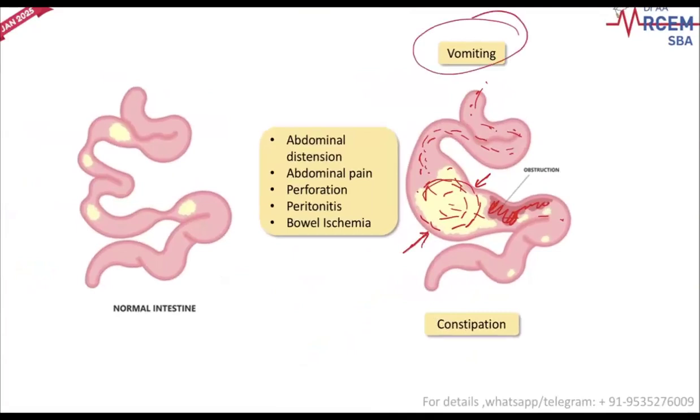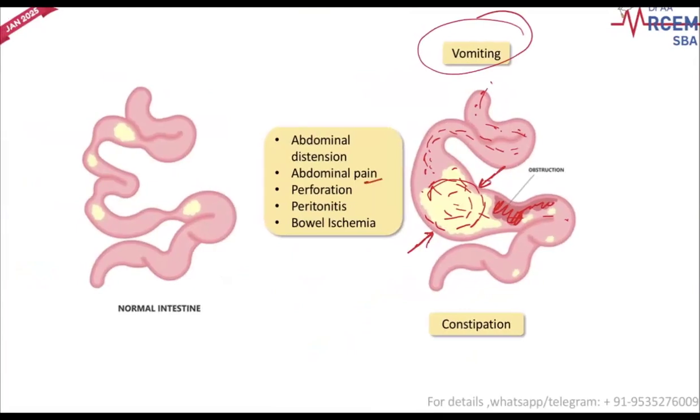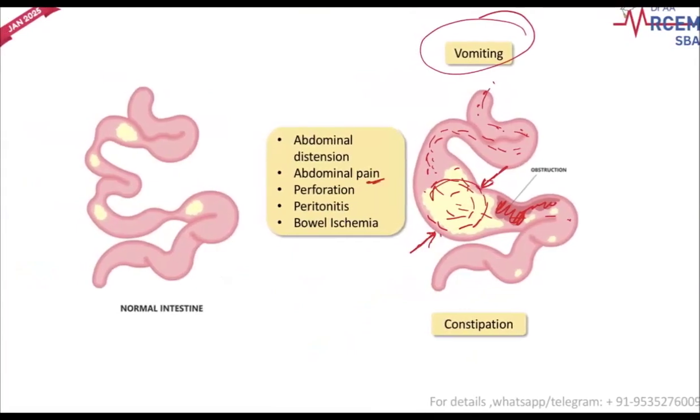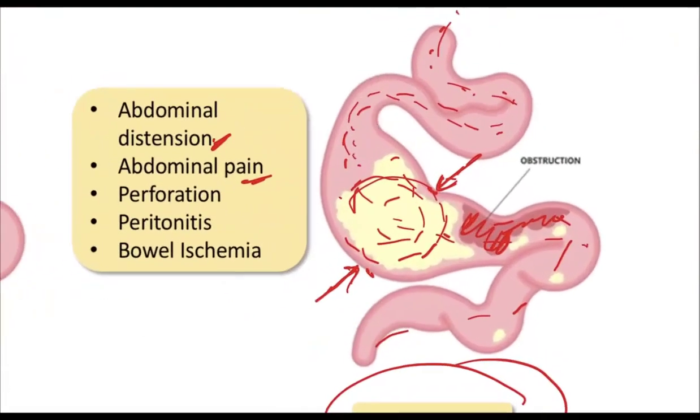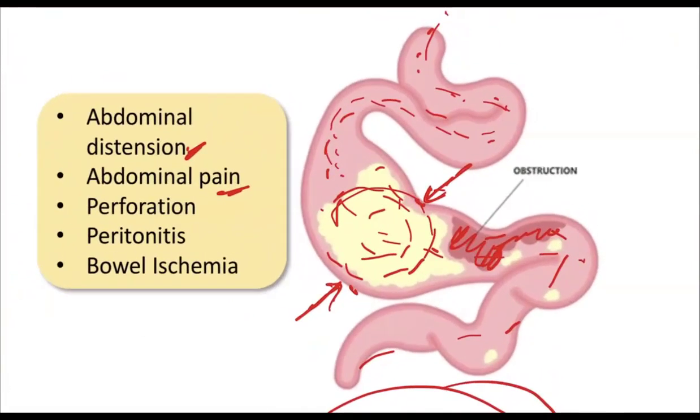As the bowel gets distended, the nerves get stimulated and the patient will start having pain. This distension itself will eventually cause abdominal distension. As nothing can pass downwards, the patient will have constipation. Over time, as it keeps stretching like a balloon, it can perforate at any point of time because the wall gets thinned.